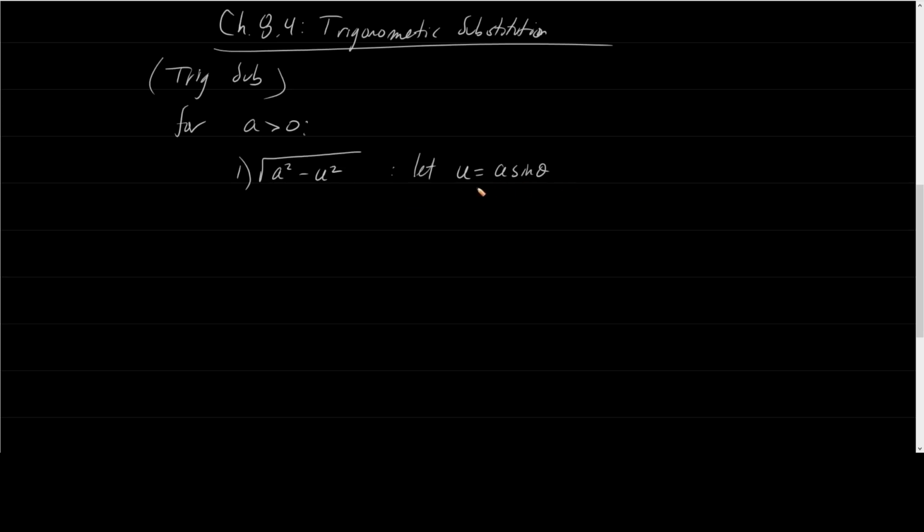And notice here that if u is equal to a sine theta, that tells us then that u over a is equal to sine theta. Therefore, we get this triangle. So sine from SOHCAHTOA is opposite over hypotenuse, so opposite, and this is the hypotenuse a, making the remaining side, the adjacent side, the square root of a squared minus u squared.